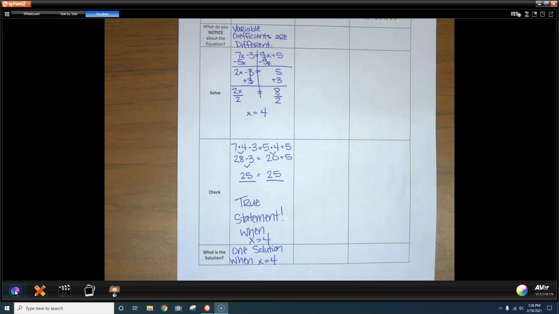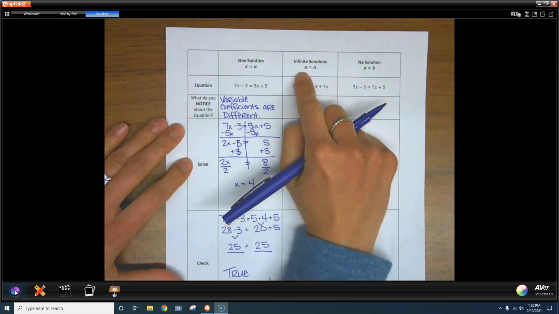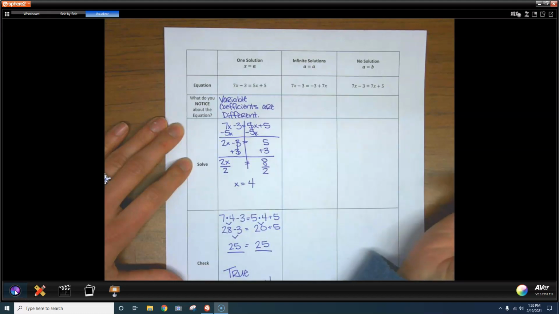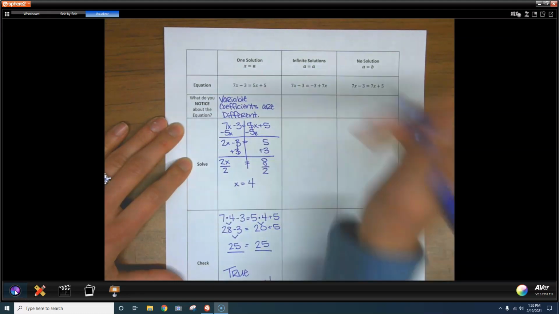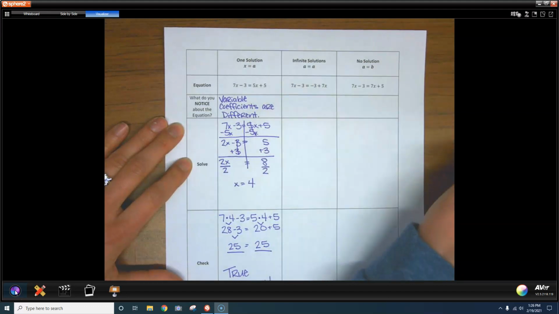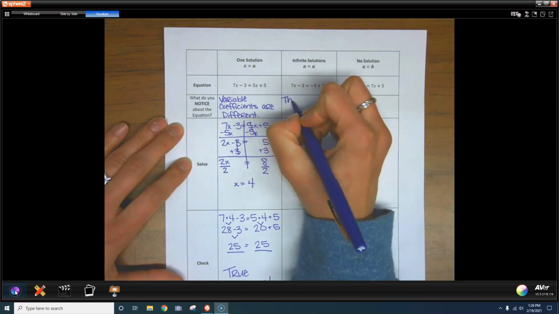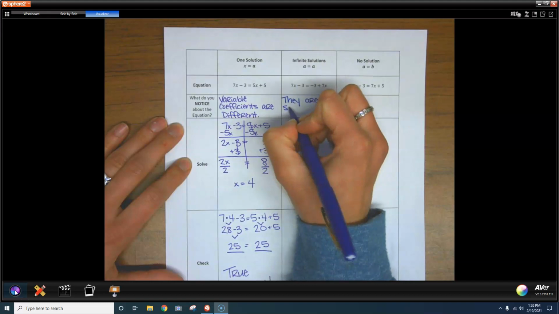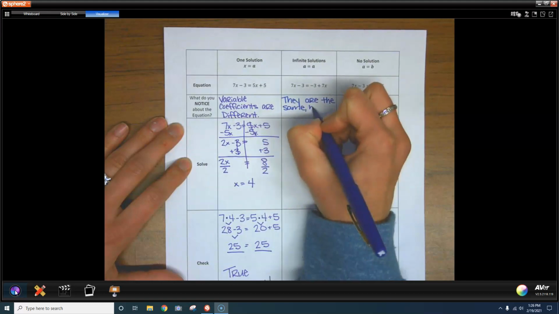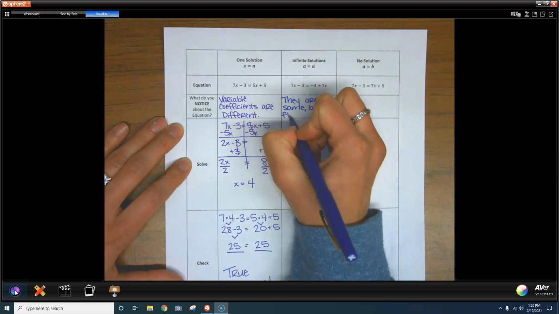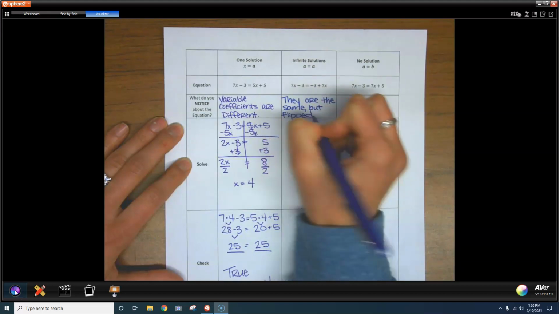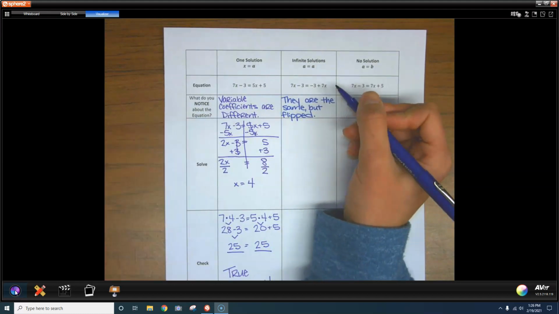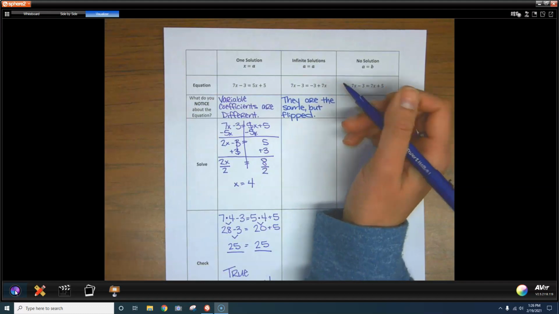The next one that we're going to do is infinite solution. It says when a number equals the same number on the other side. So what do I notice about the equation? Well, what I notice is that one side is forward and one side is backward. They are the same, but flipped. Here we had the 7x and then the minus 3, but here we have a minus 3 and then the plus 7x. So I'm going to solve this equation.